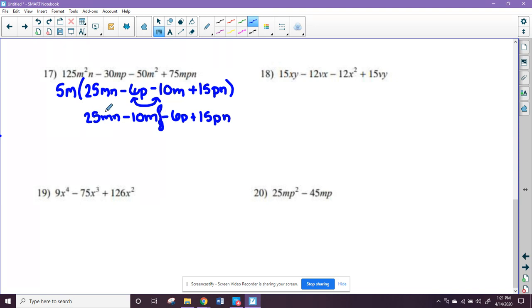So what is the greatest common factor between 25mn minus 10m? That's going to be 5m. We factor that out, we're left with 5n minus 2.